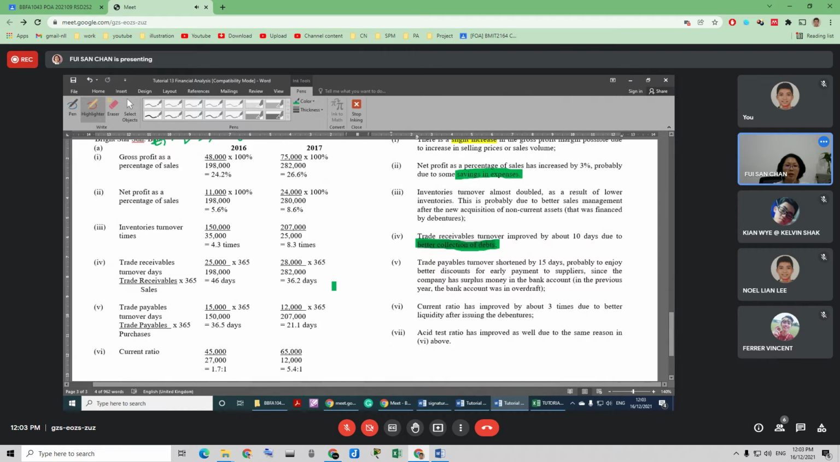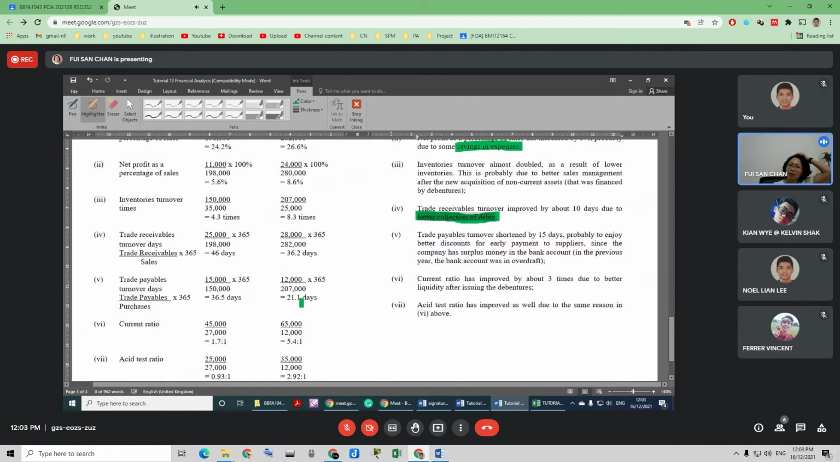Okay, how about trade payable? Trade payable, is it the longer the better? No lah, of course not too long. Sorry, trade payable turnover shortened by 15 days. Yeah, here, 15 days. Probably to enjoy better discount for early payment.